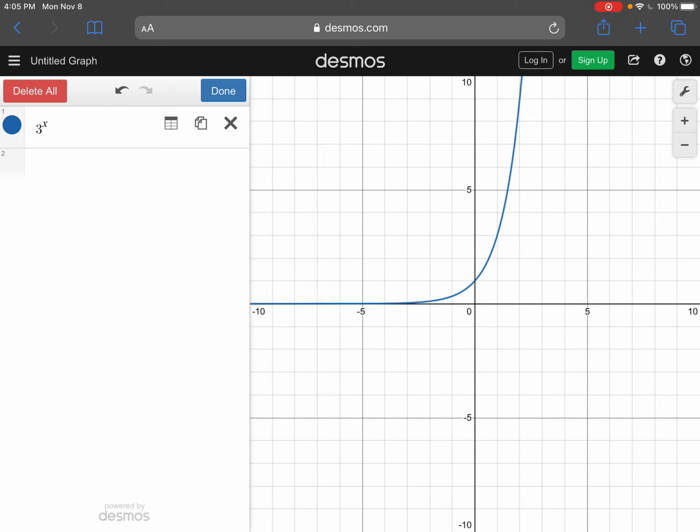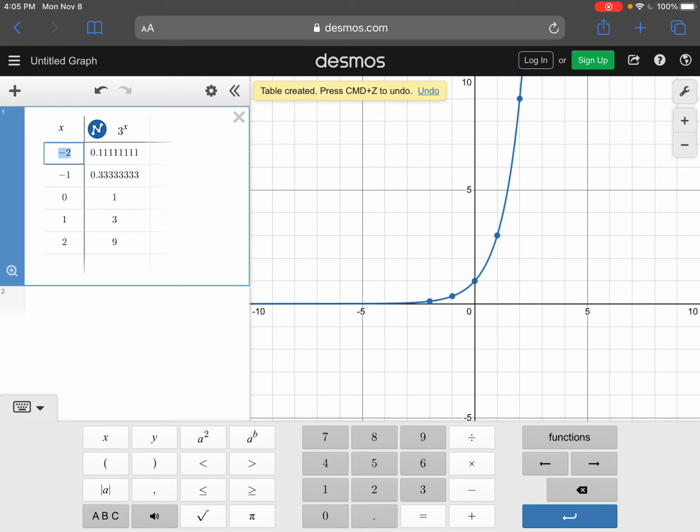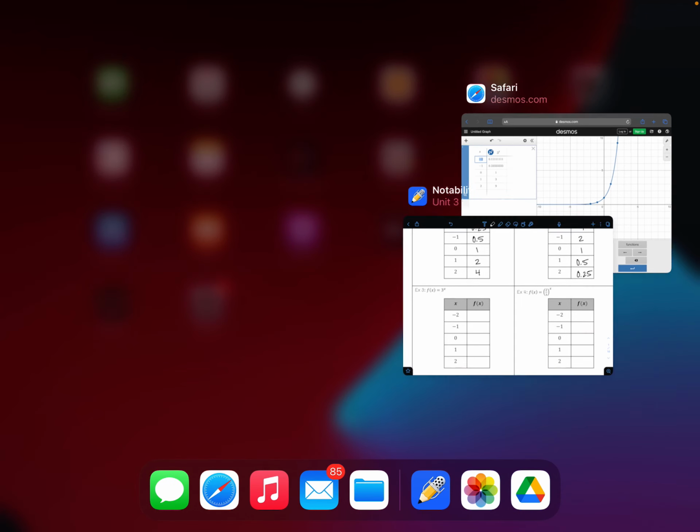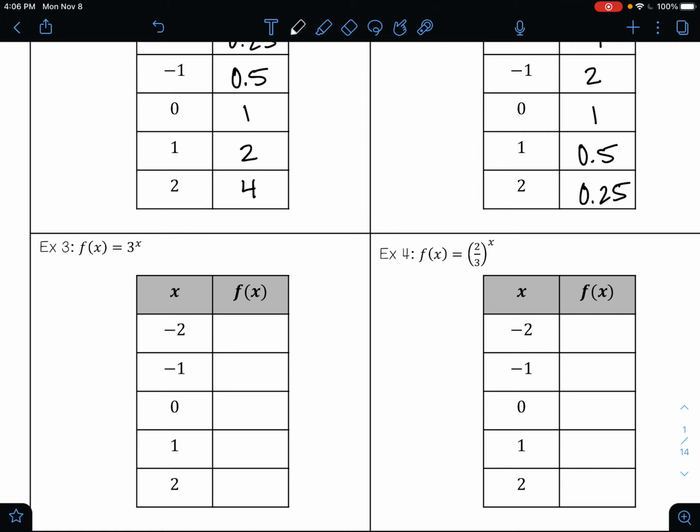And if I go to my table of values, we're just going to go ahead and copy these down. We're going to round to the nearest hundredth. So that's 2 decimal places. So here, I want my notes. So for -2 this was 0.11. Negative 1 was 0.33. And again, we're rounding to the nearest hundredth. That is 2 decimal places. When we plug in 0, we get 1. When x is 1, we got 3, and then this one was 9.